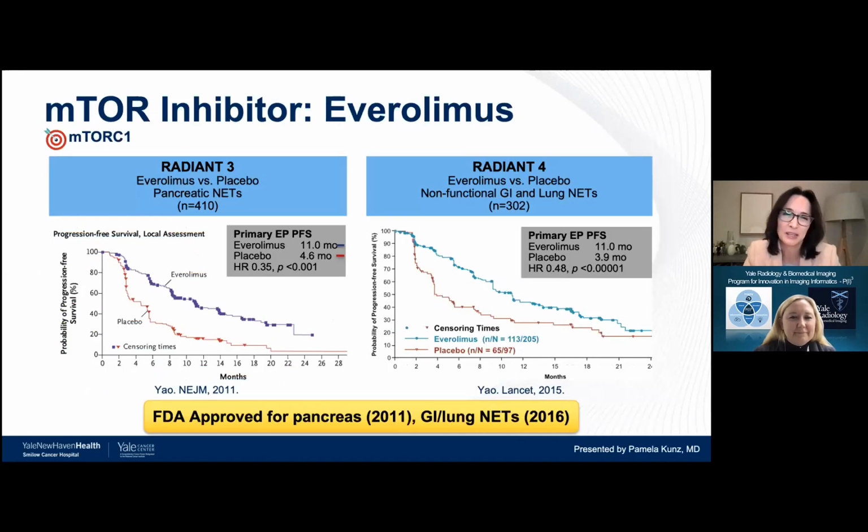But moving on to some of the other systemic therapies I will spend a few minutes on. So everolimus is approved for pancreatic NET and non-functional GI and lung NETs. This is an mTOR inhibitor. There were sister studies, RADIANT-3 and RADIANT-4, and both of them showed a progression-free survival benefit in these patient populations, and they were both approved. So for pancreatic NET in 2011 and for GI and lung NETs in 2016.